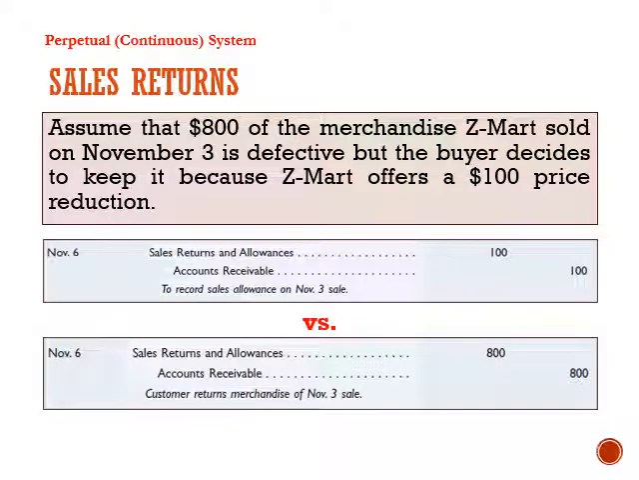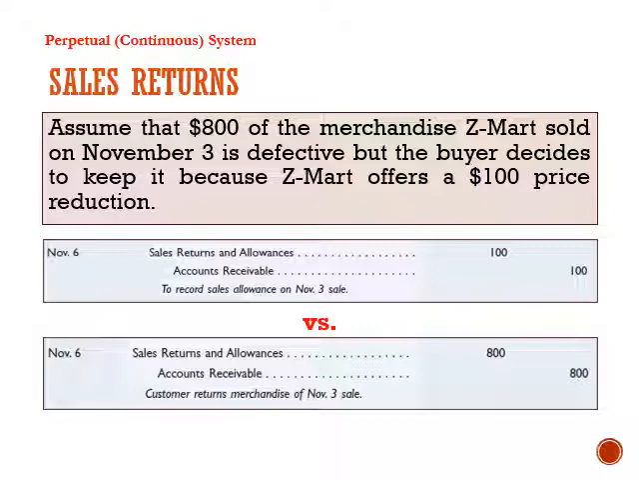Similar to purchase, the seller can make an offer to the customer to keep the defective goods for a reduction in the overall price. This will save us the cost to make the goods to be in a condition that are saleable at a higher price than the cost. So here, for example, we have Zmart offering a $100 reduction for the defective goods, and the customer accepted it. So instead of recording a sales return, we record sales allowance.